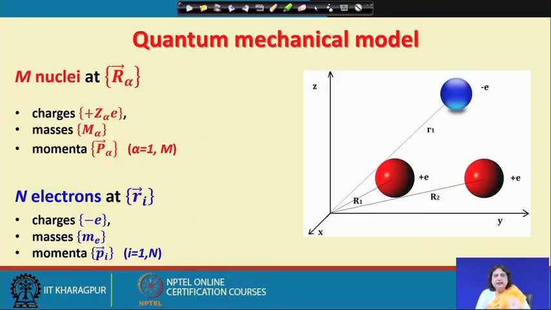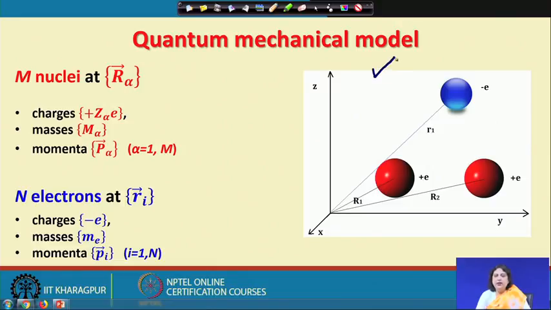Let us say that I have M nuclei located at the positions capital R alpha, with charges, masses and momenta specified for each of them. I can also have capital N electrons at their locations for a given microscopic state, with their respective charges, masses and momenta. And then the picture for a system like this is given here.